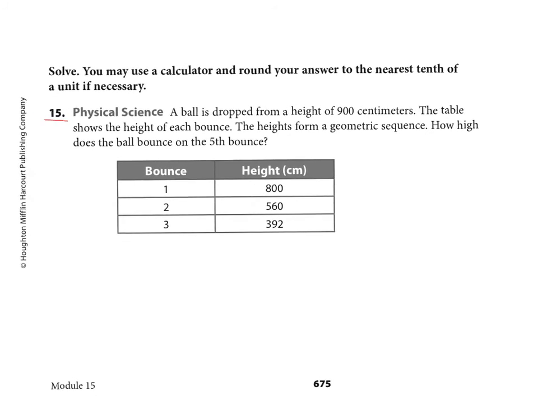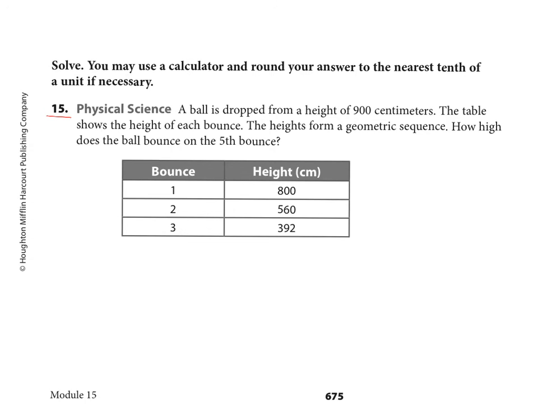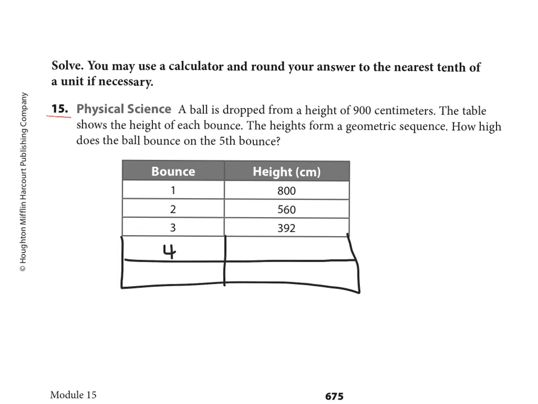Solve. You may use a calculator and round your answer to the nearest tenth of a unit if necessary. A ball is dropped from a height of 900 centimeters. The table shows the height of each bounce. The heights form a geometric sequence. How high does the ball bounce on the fifth bounce? So this is basically the same exact problem as what we just did. It's wanting the fifth term. This time they are decreasing because as the ball bounces, it's going to go down. So we're really just completing the table, but it's the same as the previous problem. So I need term 4, term 5 is what I'm looking for.